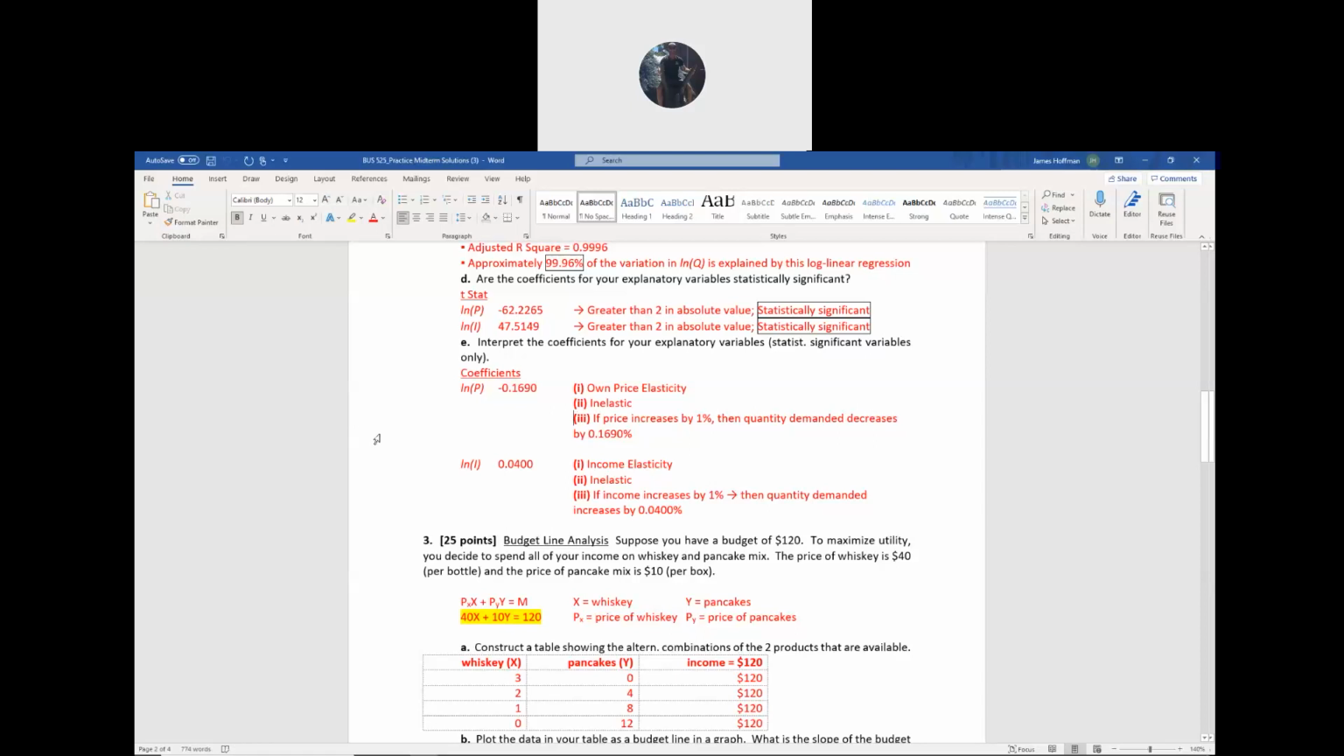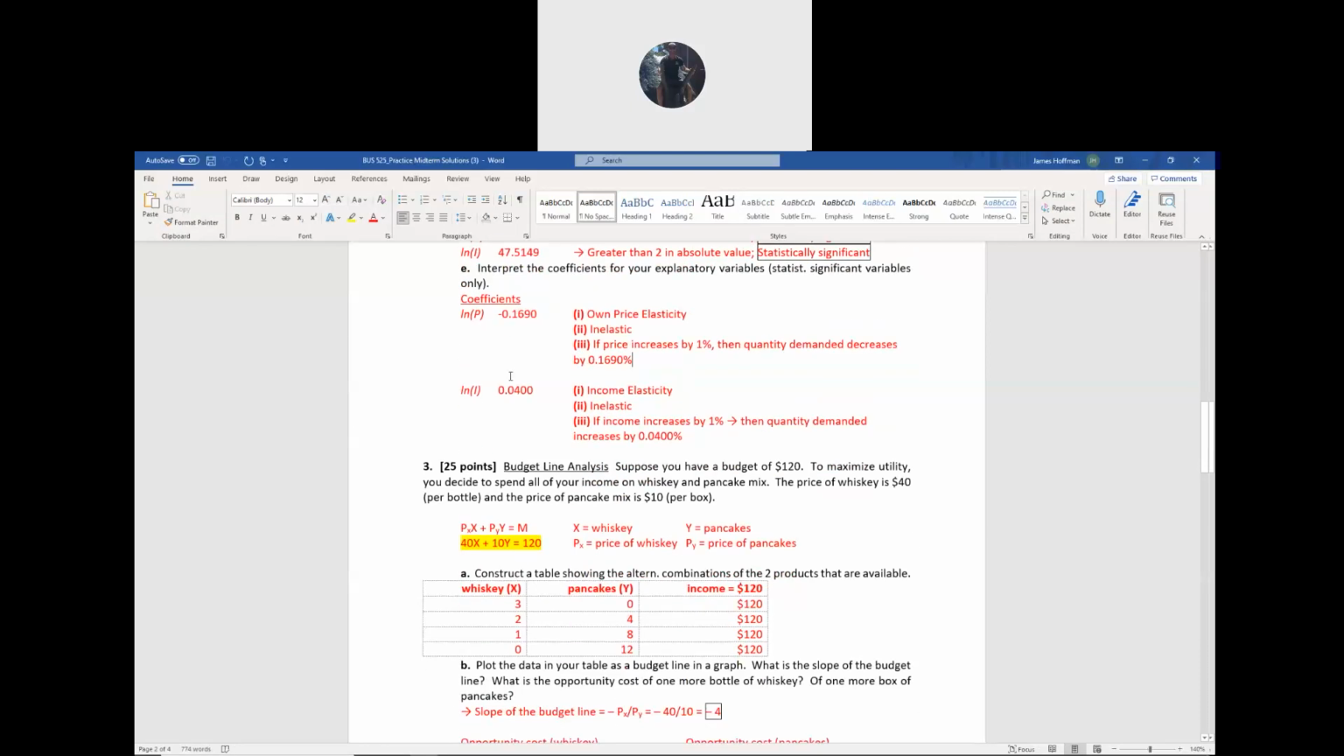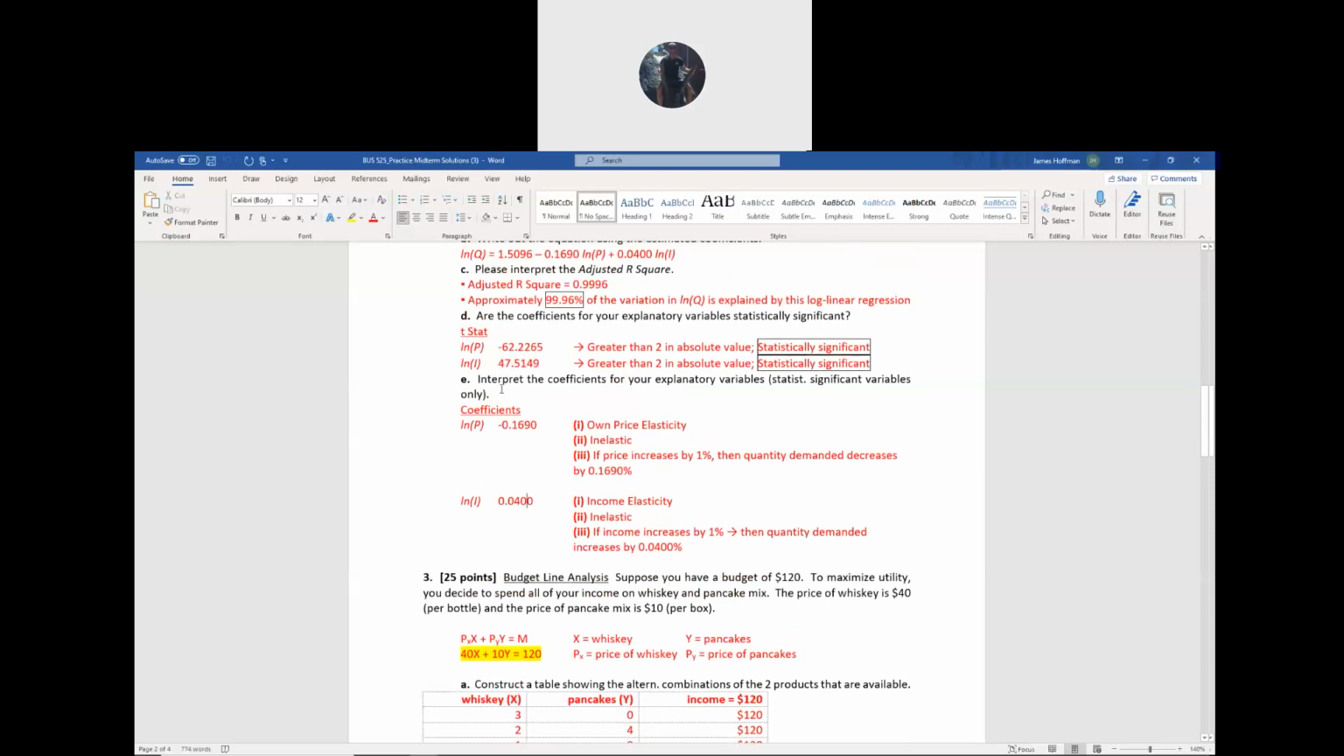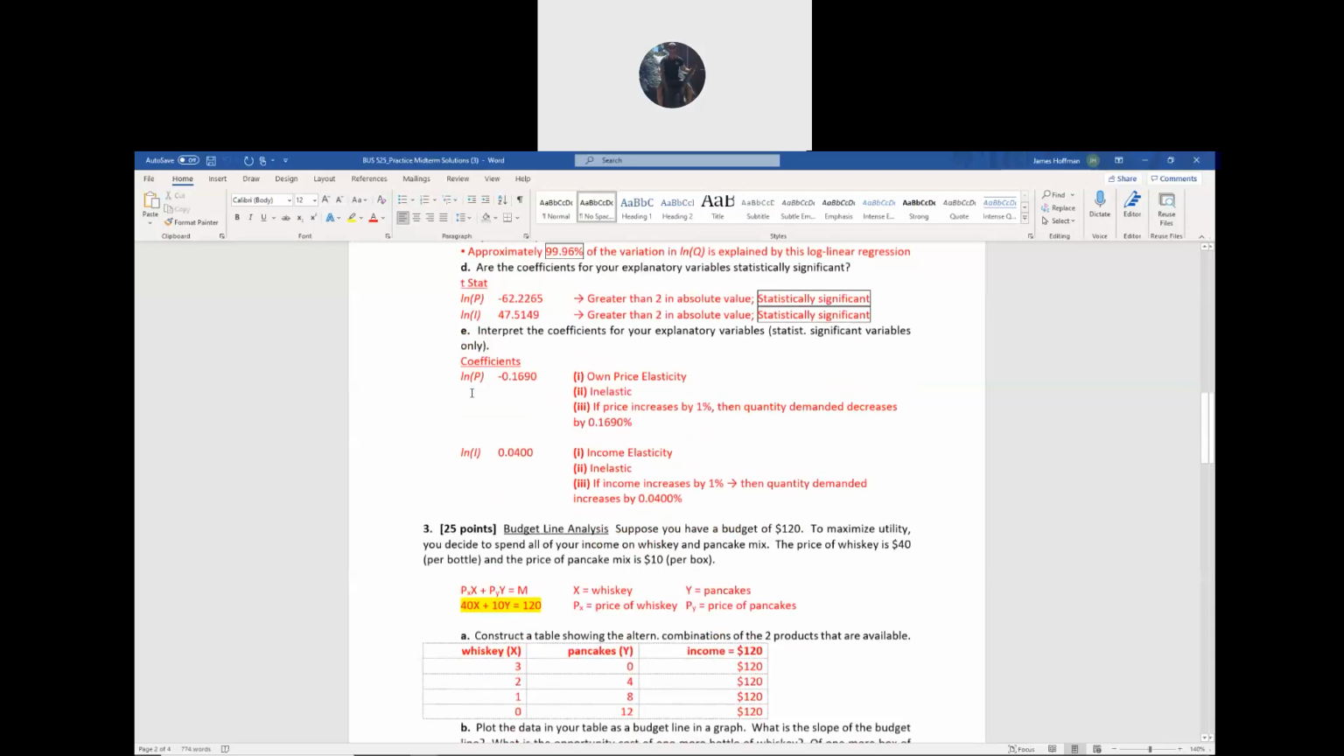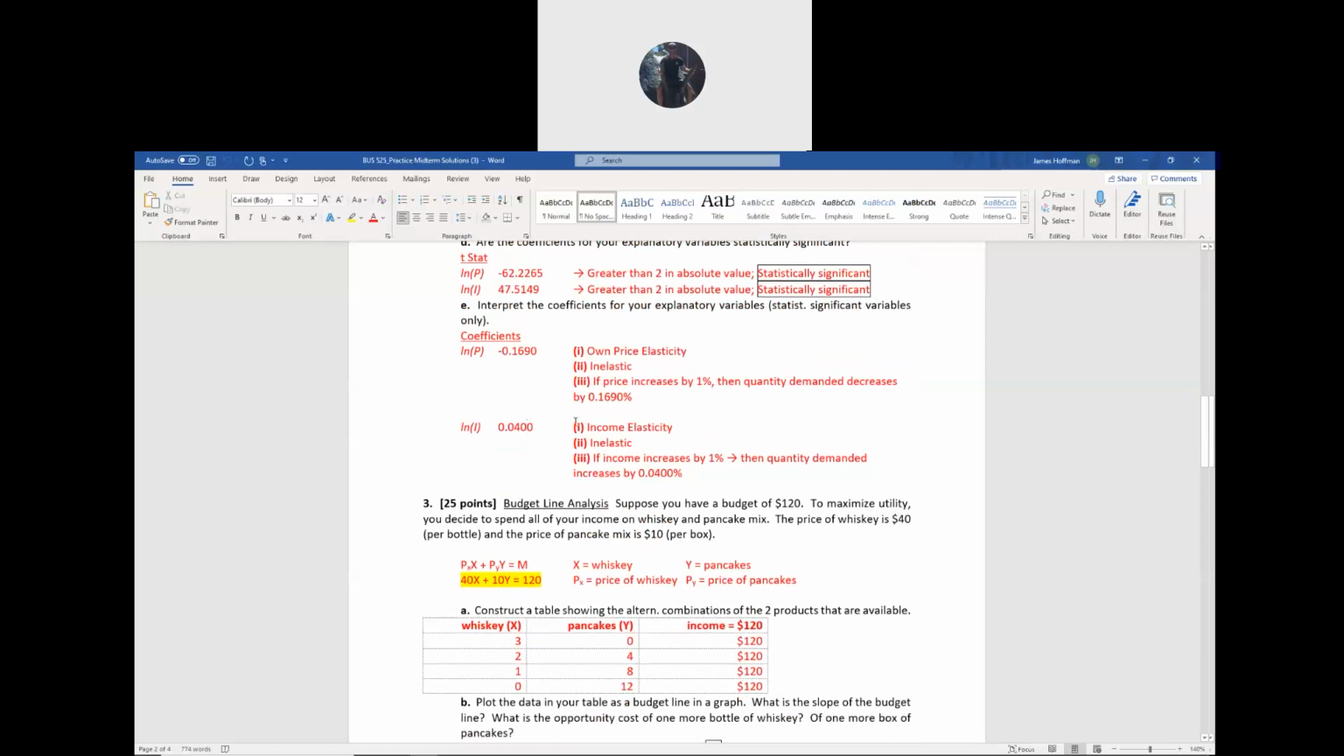Okay, so we did this before, but if price increases by 1%, then the resulting change on demand, then quantity demanded decreases by the coefficient 0.1690%. Okay, then this one, so for your last elasticity homework, make sure you check my solutions for this part because some of you didn't make the appropriate interpretation for the income one.